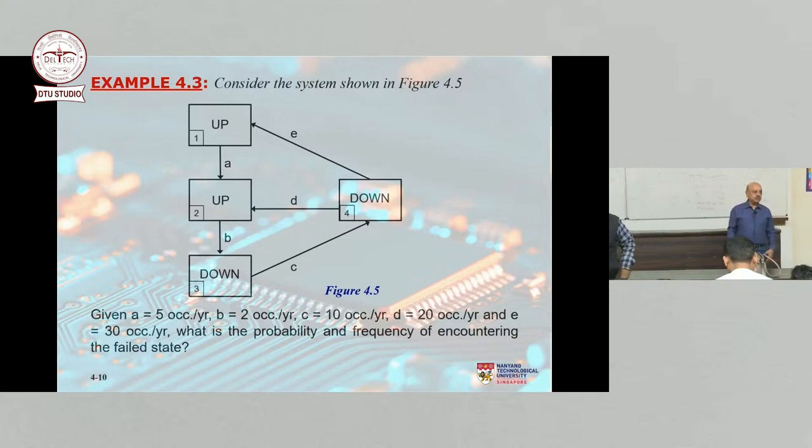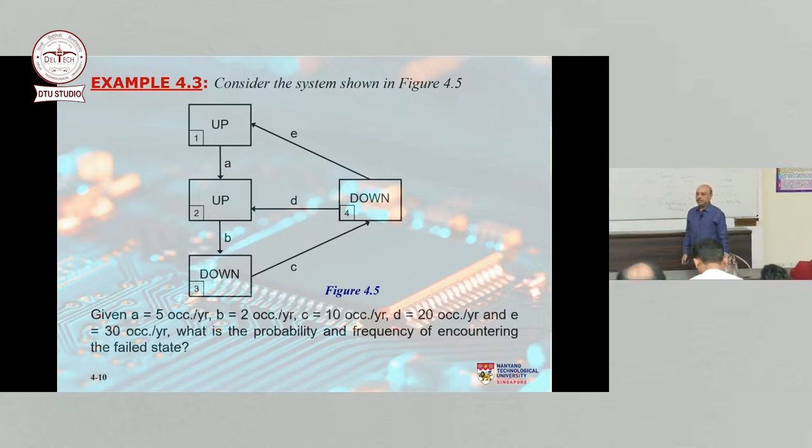It's P2 times B. So that will give you the frequency of being in the down state, the frequency of being in the failed state, correct?